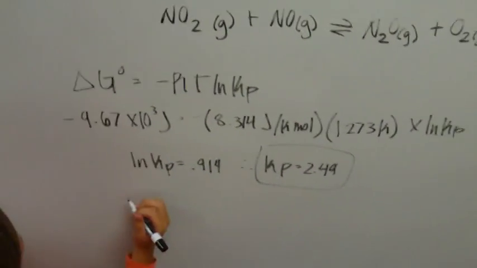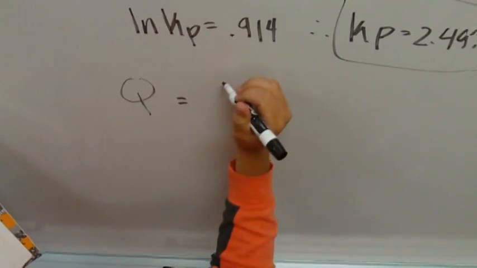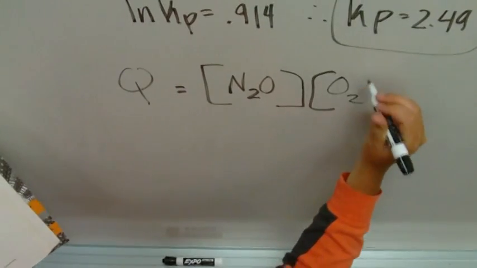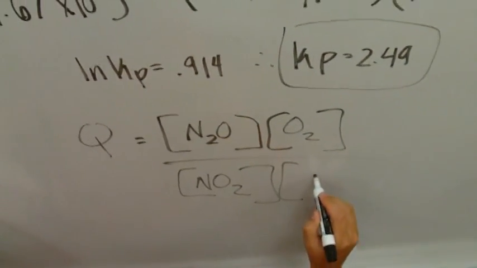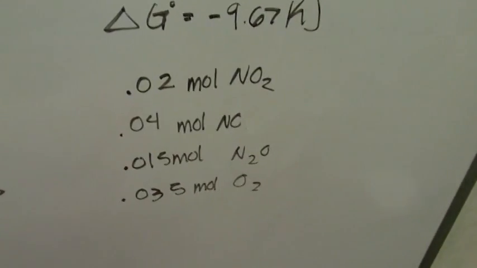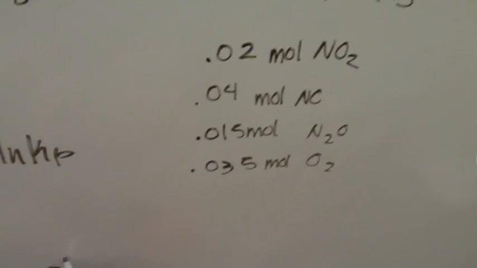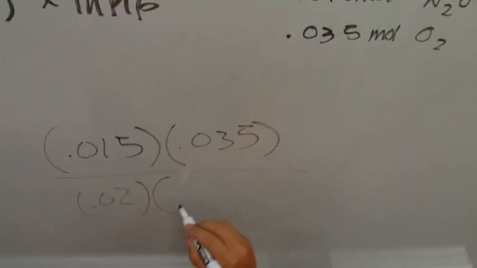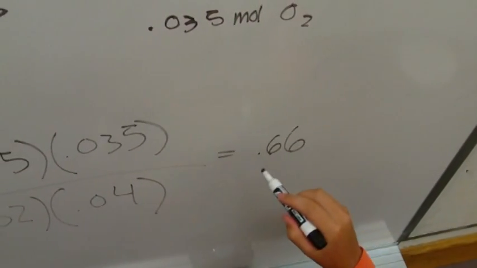Next, we want to solve for Q. Again, Q is just products over reactants, and they're all 1 mole, so that's good. So, N2O over O2, 1 mole. They all have 1 coefficient. NO2, NO. Products over reactants, raise their coefficients appropriately. They give us the concentrations, so it's just a matter of plugging it in. So we just have 0.015 times 0.035 all over 0.02 times 0.04. And when we do that, we get 0.66. So now, this is our Q value.